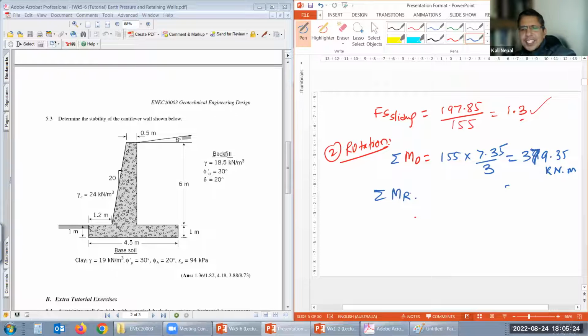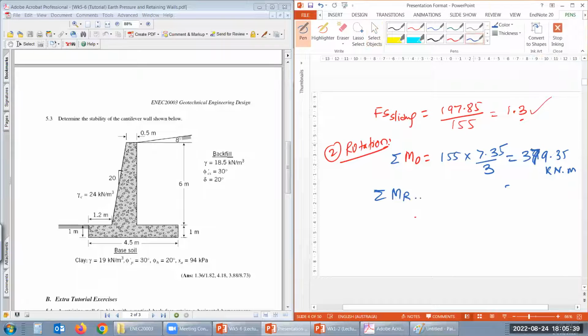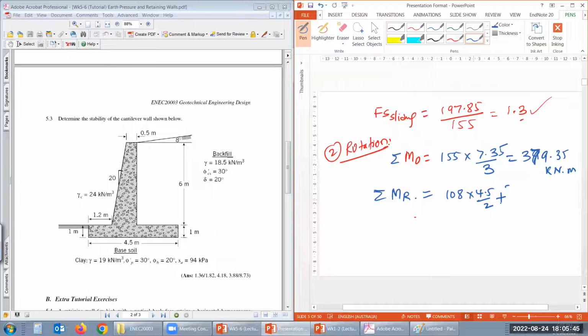Now you need to check each of those, right? It starts from 1. The first one is midway through, 4.5 by 2. How much is the weight? 108 times 4.5 over 2, halfway through. That's the first.